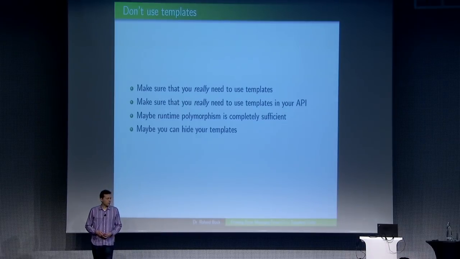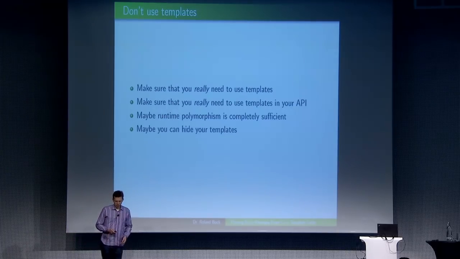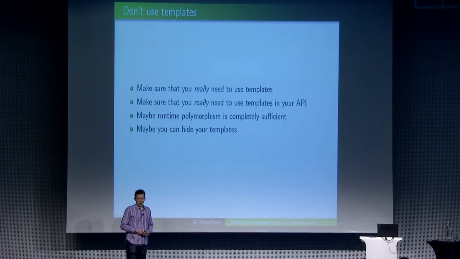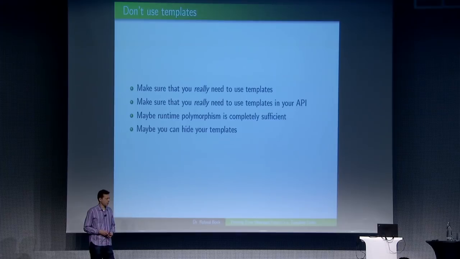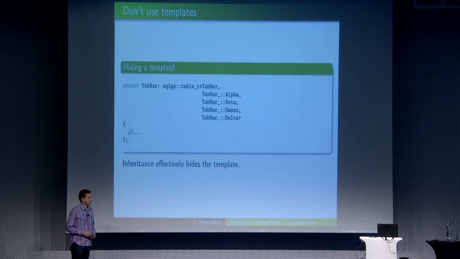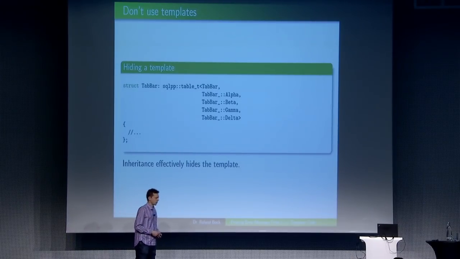Many templates are also not needed in your API. Maybe it's totally reasonable to use templates somewhere in your library code, but you don't have to expose them in your API. Okay? Maybe runtime polymorphism is completely sufficient. You don't need compile time polymorphism. And maybe you can hide your templates, like behind the API or also behind inheritance. That is something I'm using now for, I don't know, about a year.